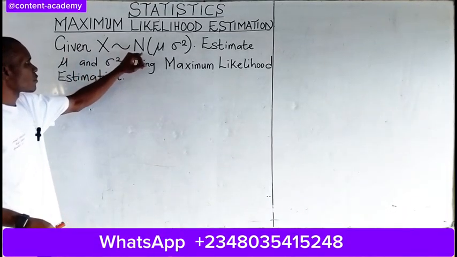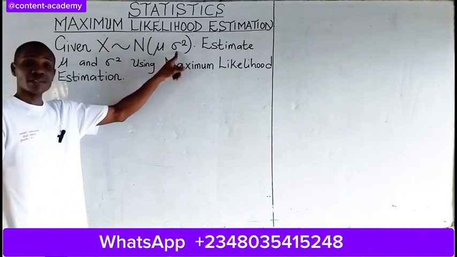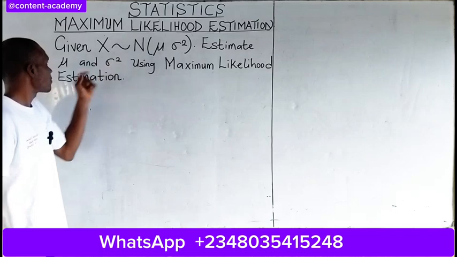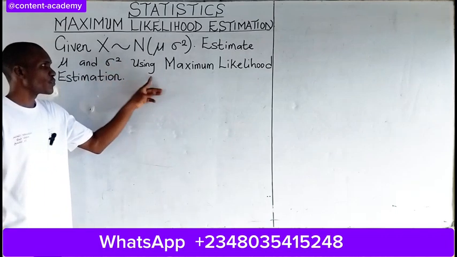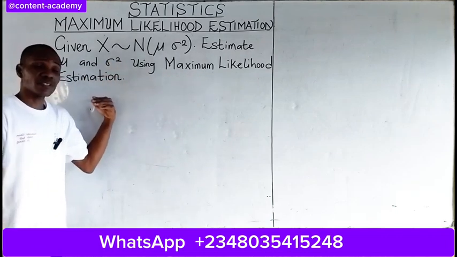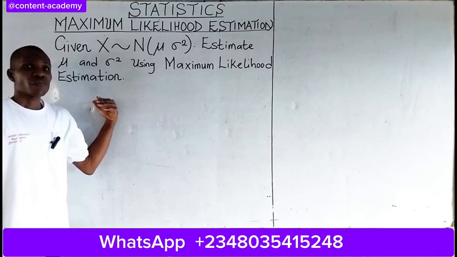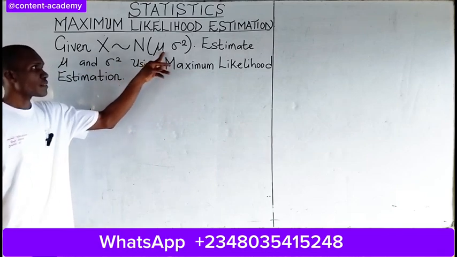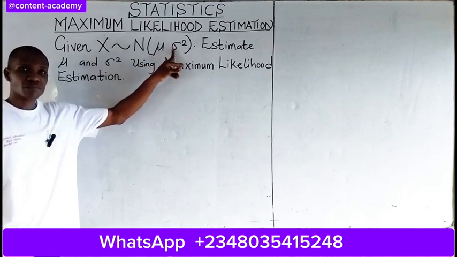Given x follows a normal distribution with mu and sigma square, estimate mu and sigma square using maximum likelihood estimation. So we are asked to estimate the mean and the variance.